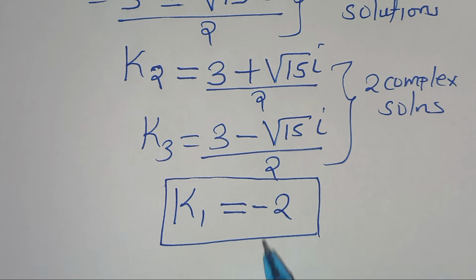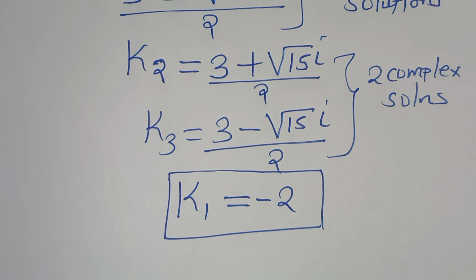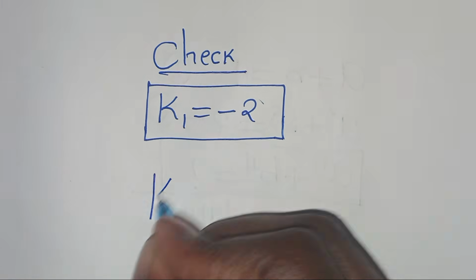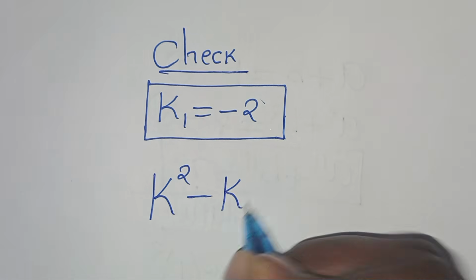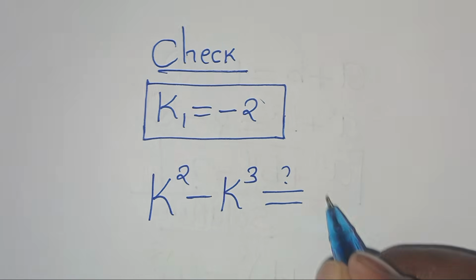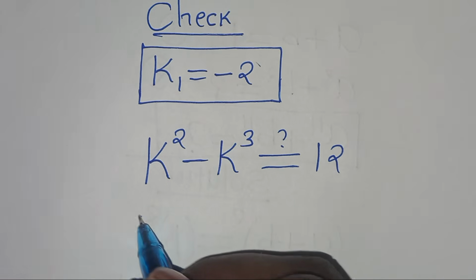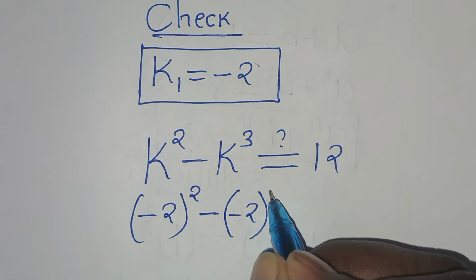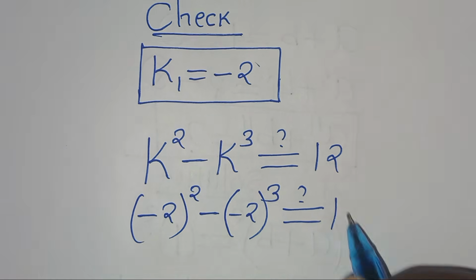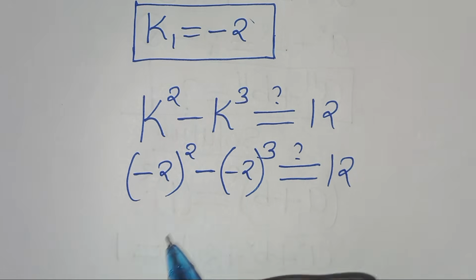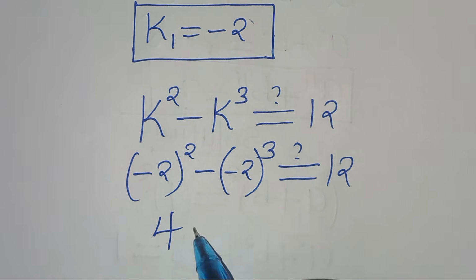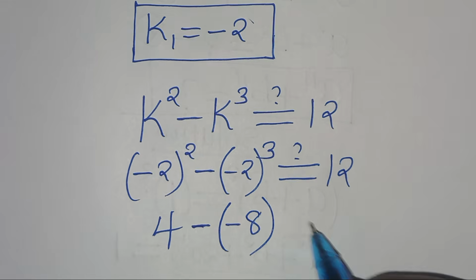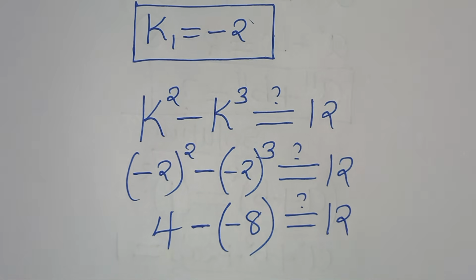Let's check if this real solution satisfies the equation. Let's verify that k1, which is minus 2, satisfies the equation. So k squared minus k to the power of 3 is supposed to give us a value of 12. So we have minus 2 raised to the power of 2, subtract minus 2 raised to the power of 3. Minus 2 squared is 4. Then we have minus, in parentheses, minus 2 to the power of 3. This is minus 8.